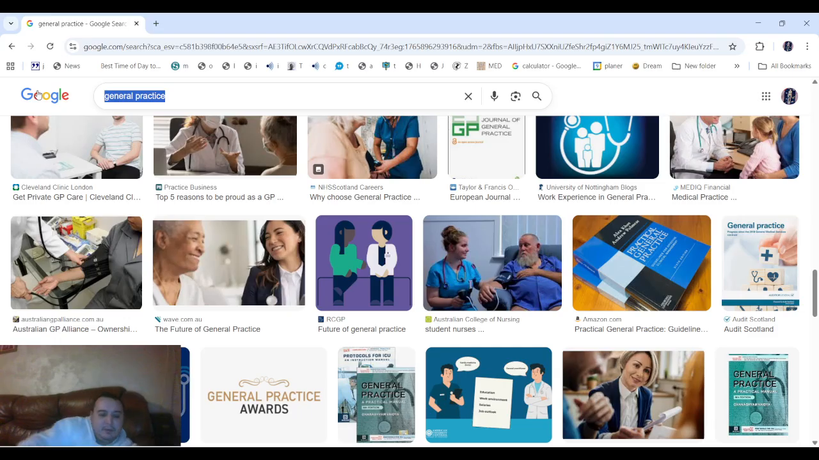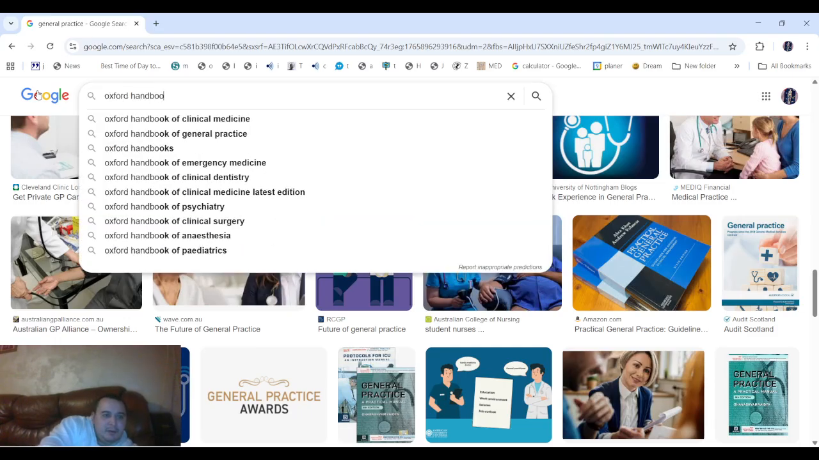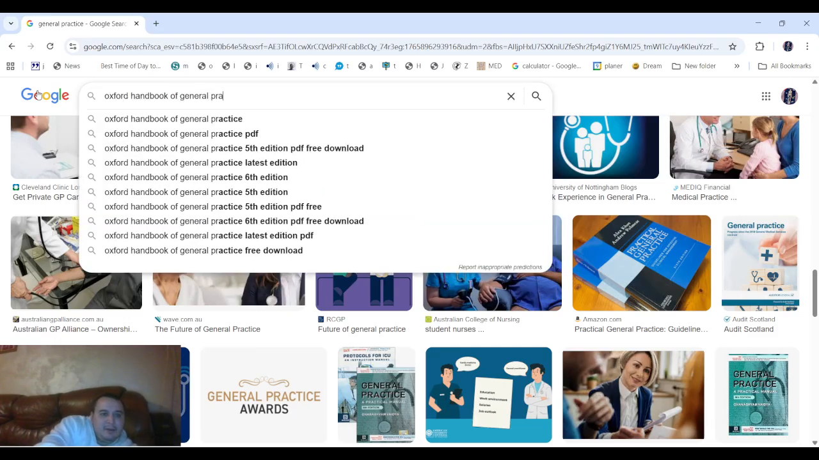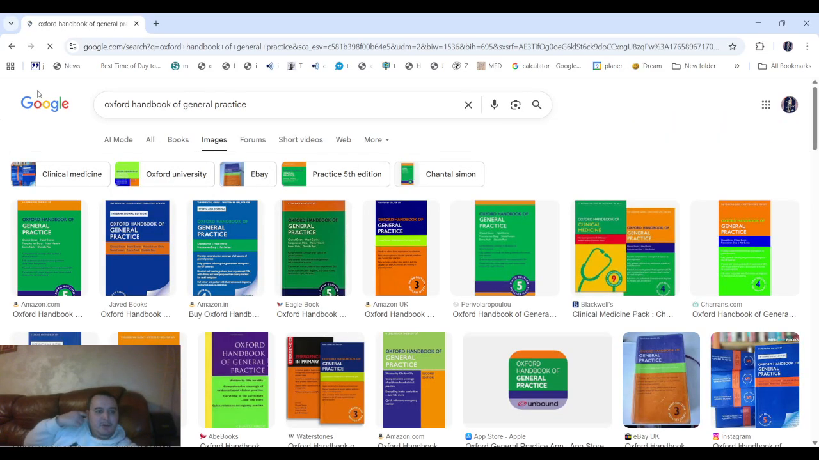We have Oxford Handbook of General Practice, which I use personally, which is, in my opinion, the best book on general practice. And that's general practice.